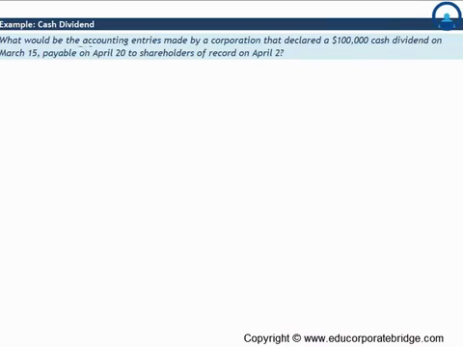So let us now look at an example of cash dividends. Here there's a question which asks what are the accounting entries made by a corporation that has declared a dividend of 100,000 as cash dividend on March 15th, that is payable on 20th of April, and the shareholders record date is 2nd April. So let me just show you the timeline.